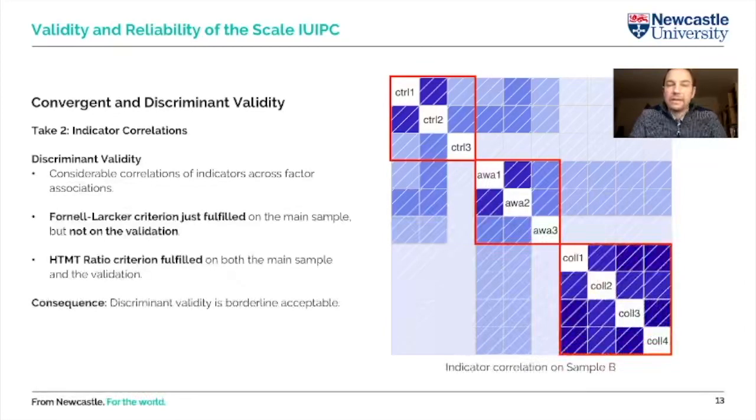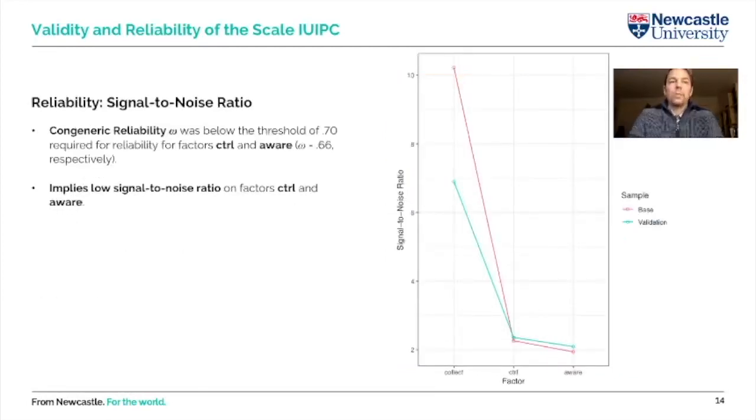Now, what we find here is that the discriminant validity is borderline acceptable, and given that the validation sample showed a failed test on that, it's always something I would want to check. Now, when it comes to reliability, I'm drawing attention to the signal-to-noise ratio as one way of looking at that. What we have found is that the congeneric reliability omega was below the threshold of 0.70 for control and awareness, which would indicate a failed reliability criterion in itself.